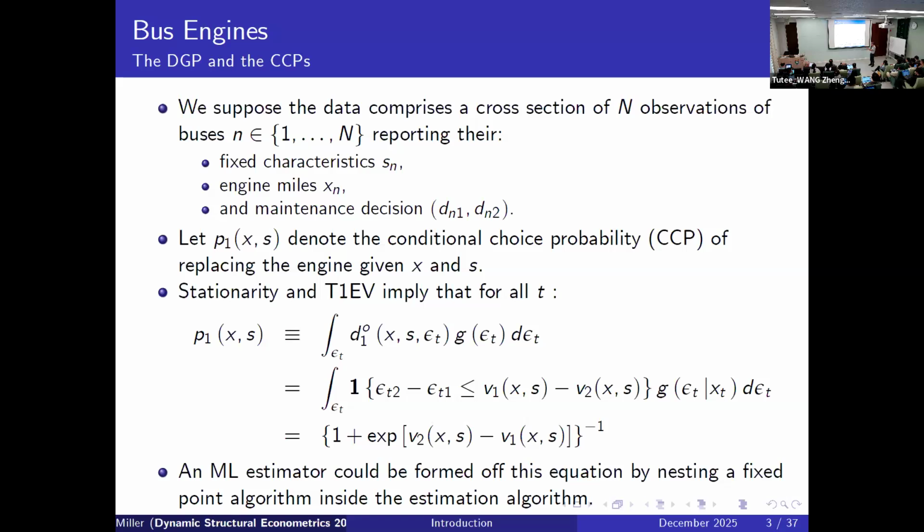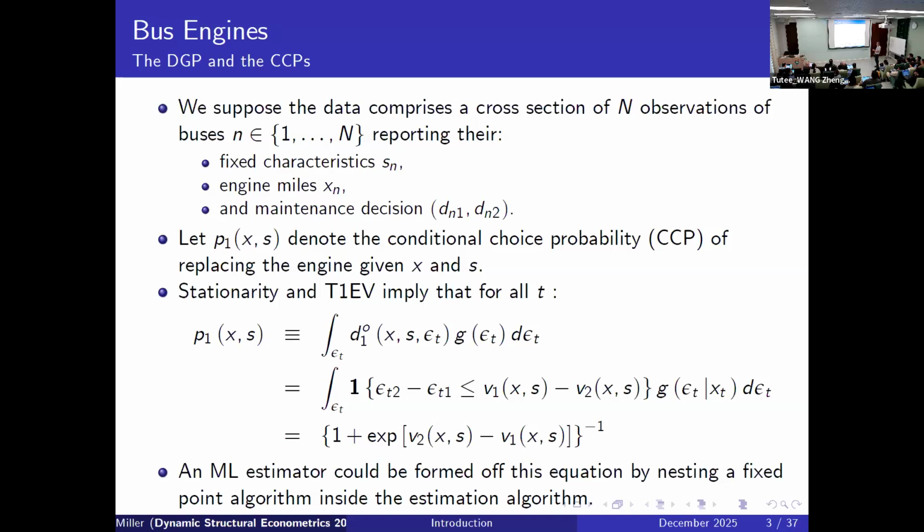And so you will take the first action, in other words replace the engine, if the value from doing the first choice is bigger than the value from doing the second choice, in other words, the maintenance. That's why this is an indicator function there. And then we integrate over these epsilons, which we don't see. That gives us our conditional choice probability. Again, standard stuff, or a nice example that generalizes quite simply.